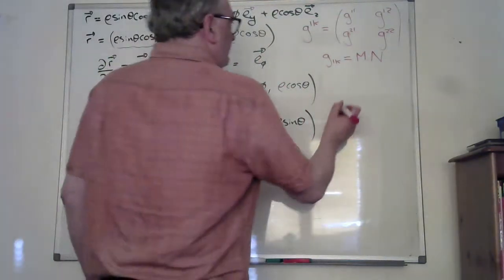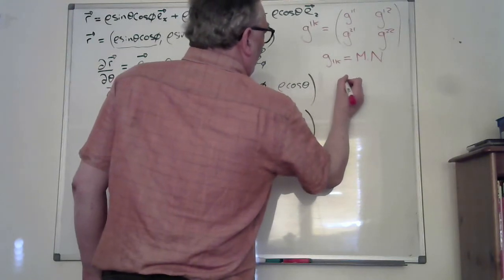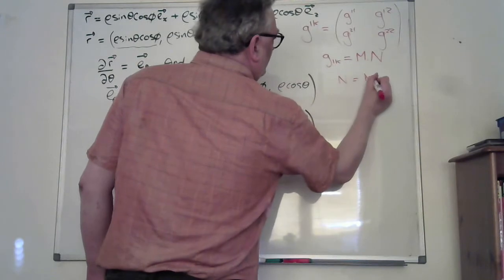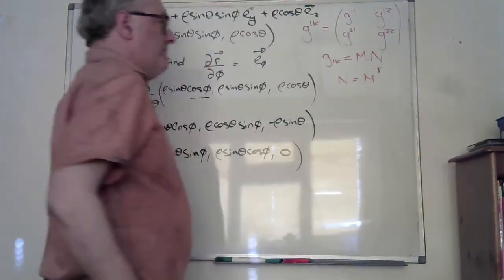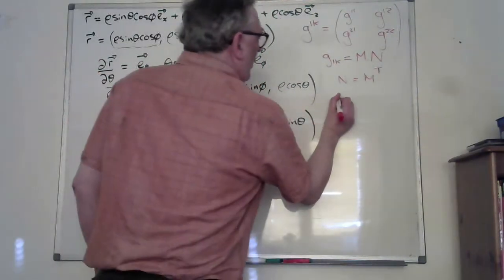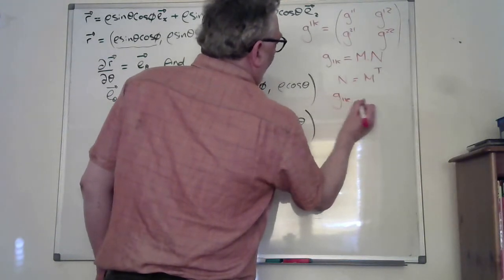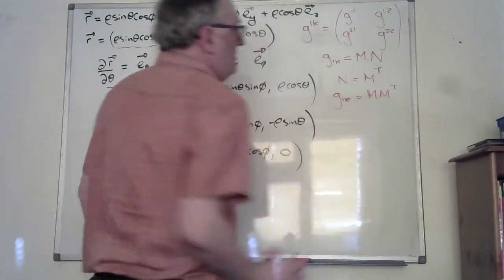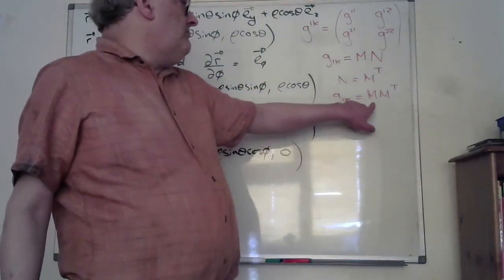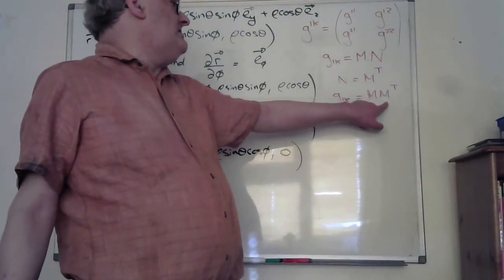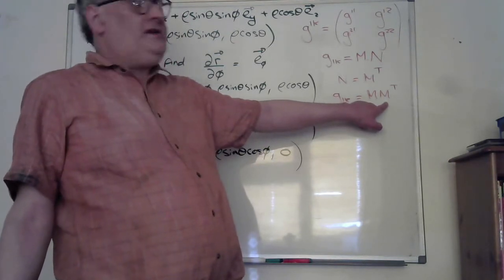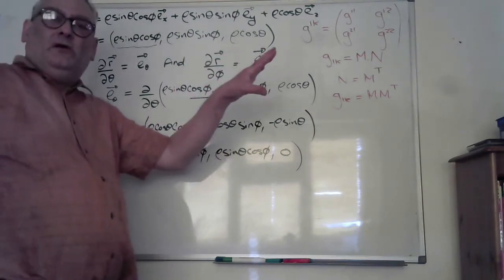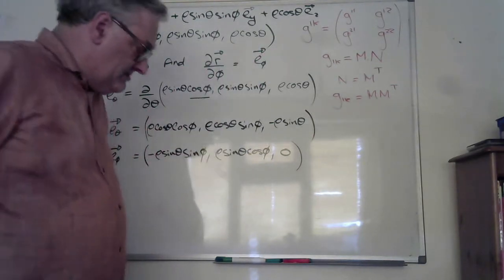But what's M and N? Well, N is the transpose of M. So actually what we've got here is G LK equal to M M T. So we've got an original matrix multiplied by its own transpose, yeah? But we still have to find M. I keep saying this M, and yet what is it?